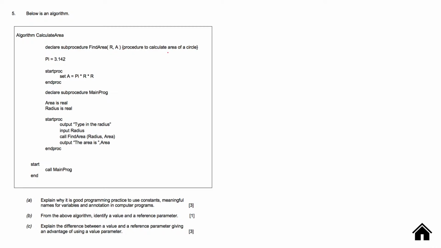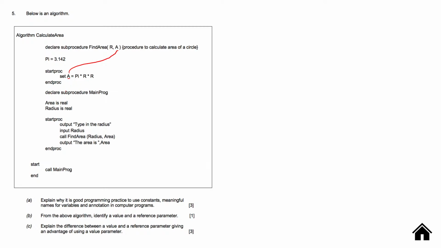Then it has some code annotation. This is a procedure to calculate the area of a circle. Underneath, it creates a variable called pi, and it's got the value 3.142. Then it starts the procedure and it says set the value A, well the value A is this one, to equal pi multiplied by R multiplied by R. And that's pi R squared, isn't it? So that's the calculation there that we're using. So it actually changes the value of A.